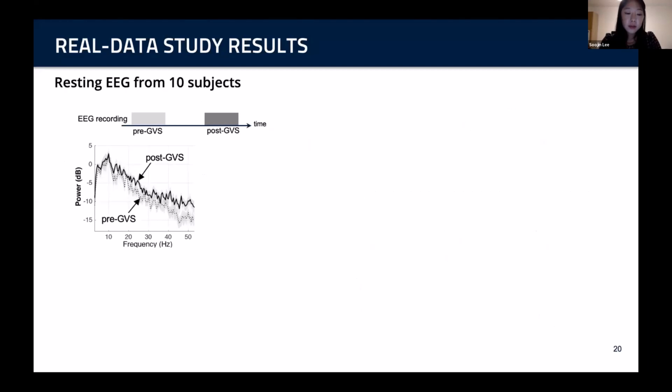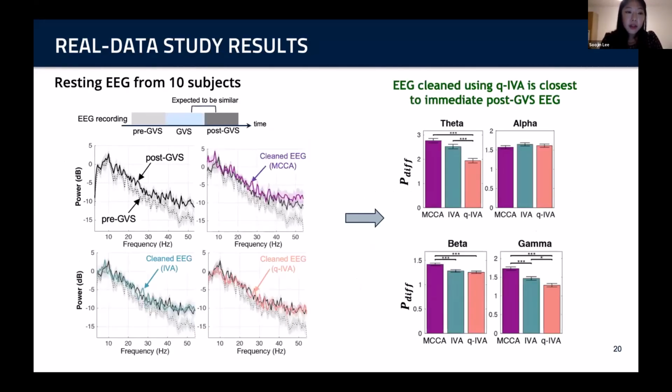Here are the results from the real data, where we compare the clean EEG with immediate post-stimulation EEG. Here, the black dotted line in each panel represents the pre-stimulation, and the black solid line is the immediate post data. We can see that the clean EEG are pretty similar to the immediate post. And if we compute the band power differences between the cleaned and the immediate post, we can see that QIVA performed the best.